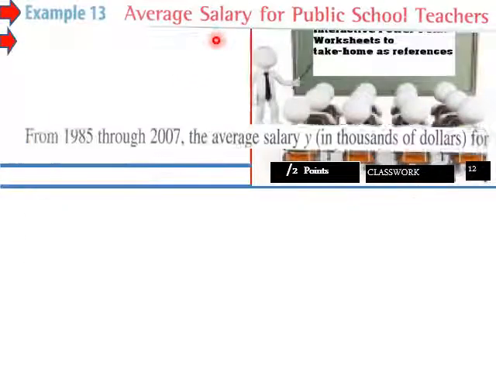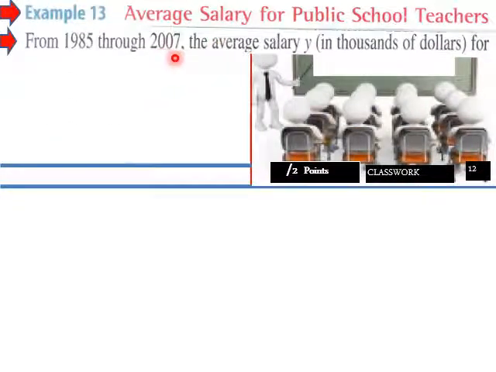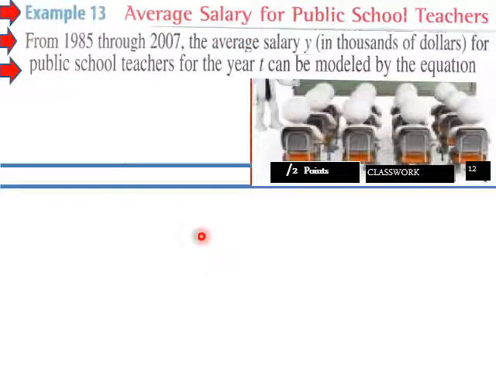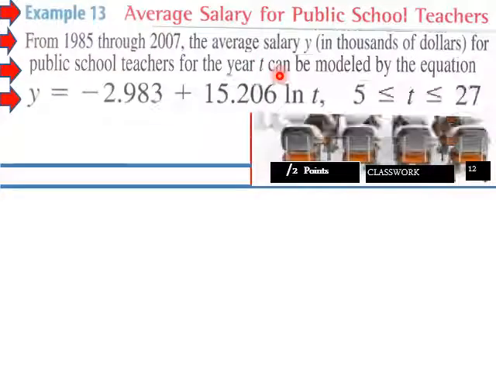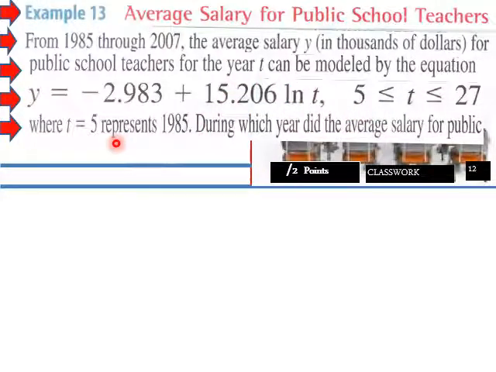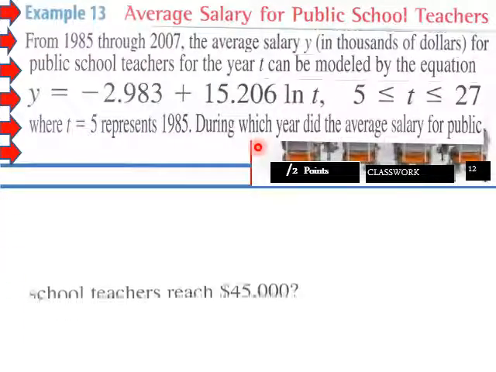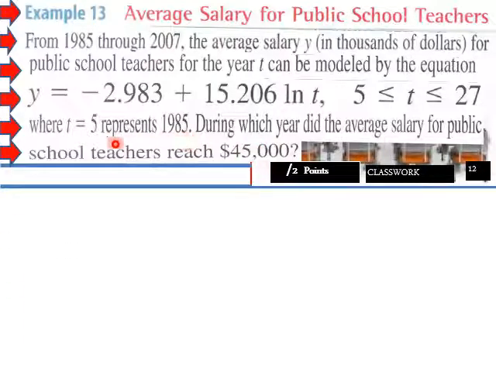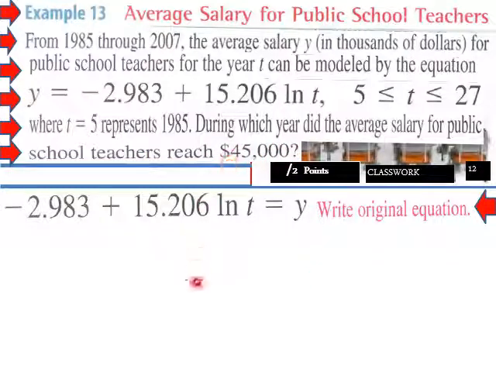Okay, average salary for public school teachers, 1985 through 2007. The average salary in thousands of dollars for public school teachers for year t can be modeled by the equation here. Here's your model for that, 5 less than or equal to t, t less than 27, where t equals 5 represents 1985. During which year did the average salary for public school teachers reach $45,000?